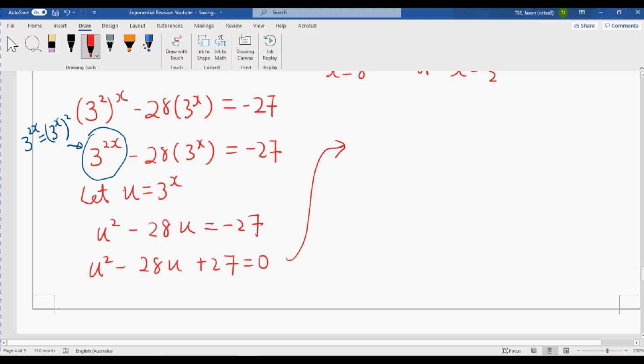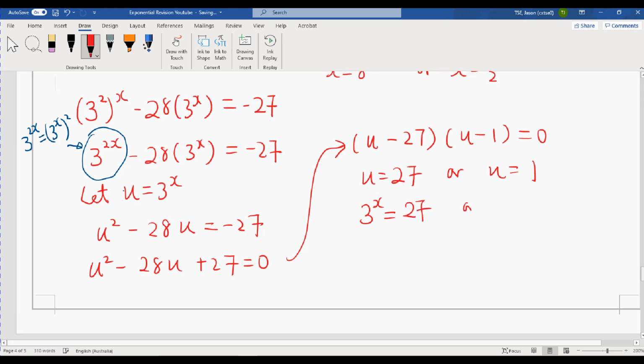That means this one is a quadratic again. So I'm going to use the method of factorization again. Yeah, it's just like this. Then you see u equals 27, or u equals 1, and that's 3 to the power x equals 27, or 3 to the power x equals 1.